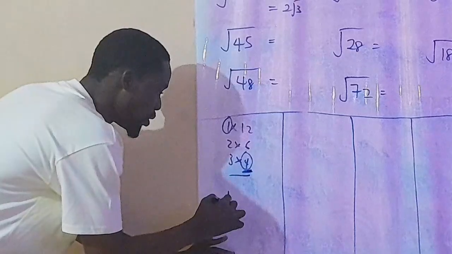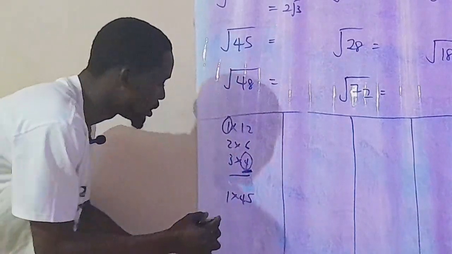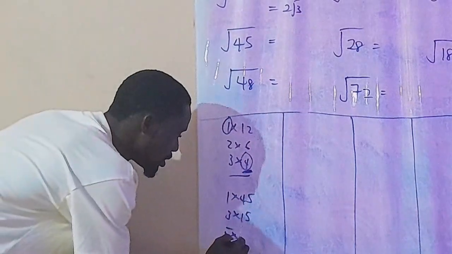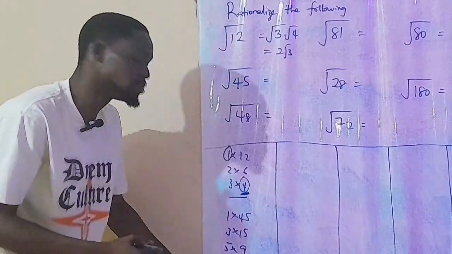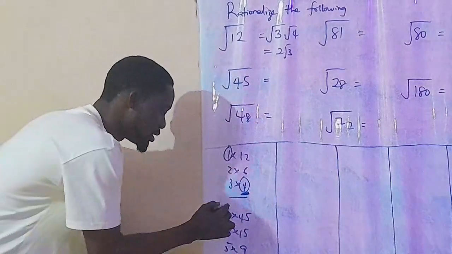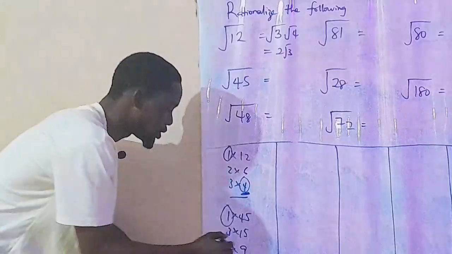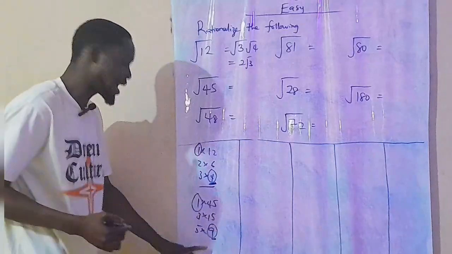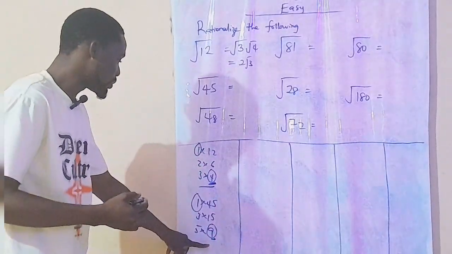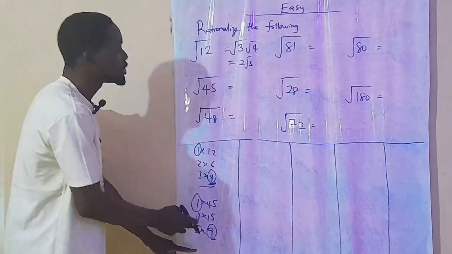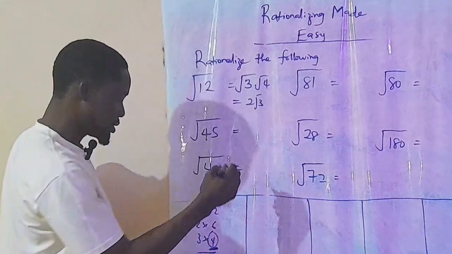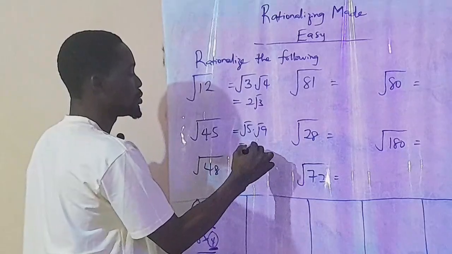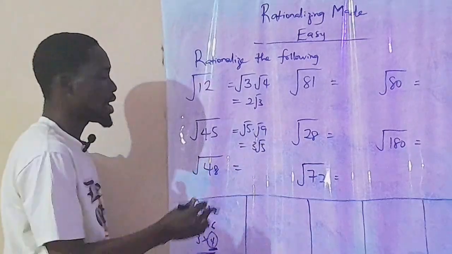Now for 45, what do I have? I have 1 times 45, 3 times 15, 5 times 9, and I think that should be all. Now at this point, my perfect squares are what? 1 and 9, which implies that since 9 is my highest perfect square, my right multiple will be 5 times 9, which becomes root 5 root 9. Alright, so my answer now becomes 3 root 5. And so on.